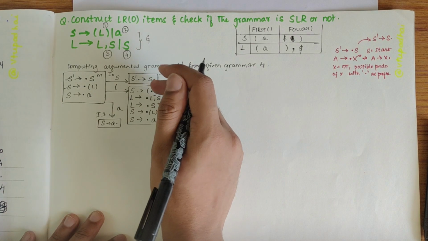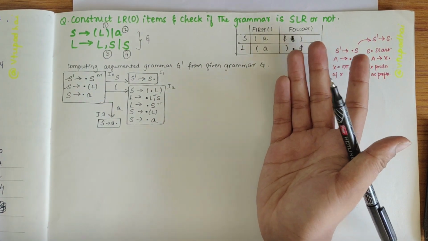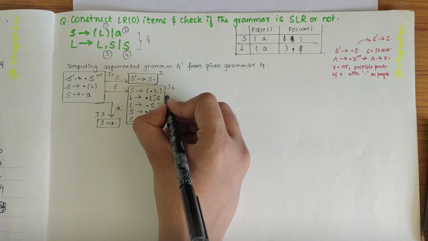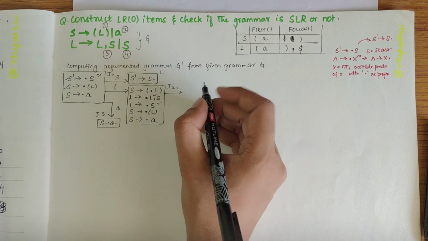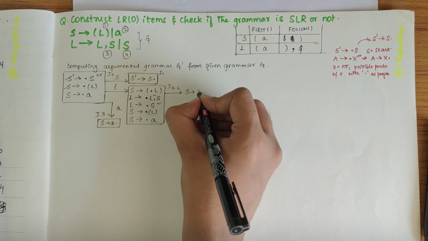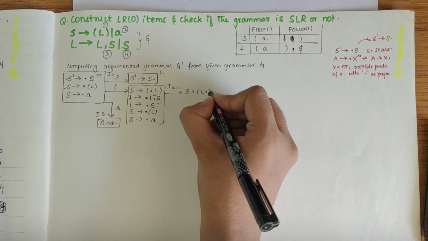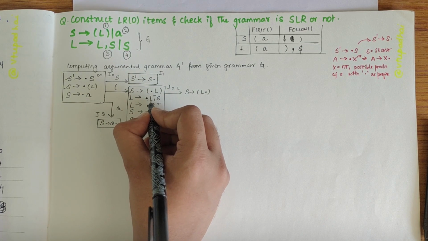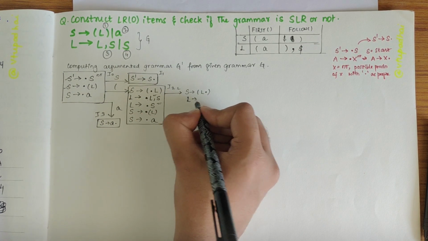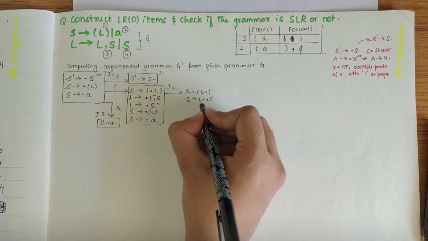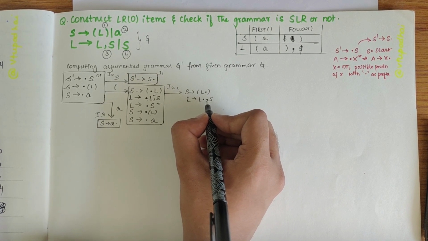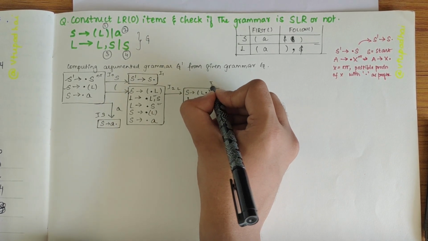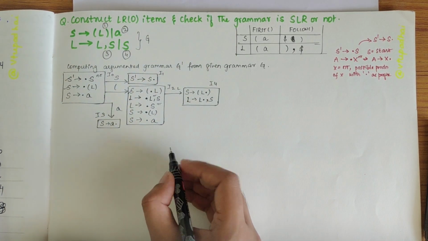Moving on to I1, the dot is shifted towards the rightmost, so it's done. Looking at the first production of I2, open bracket dot L, over L I can shift the dot. So I can write S derives open bracket L dot and close bracket. Along with this, I can also shift dot here because I have L here, so I'll write L derives L dot comma S. After dot I have a close bracket and a comma, which are terminals, so I need not expand it further. This would be I4.